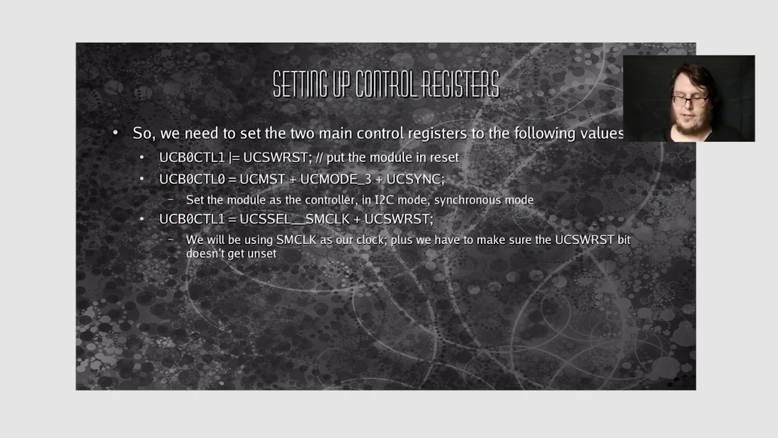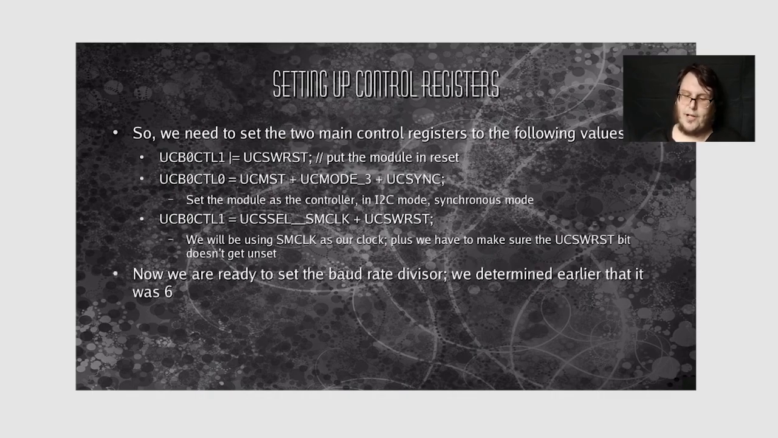As I just said, we're going to be using SM clock. Then we're ready to set the baud rate divisor. We're going to be running at 6 megahertz. There's a typo there, it should say 60. So we're going to set baud rate 0 to 3C.